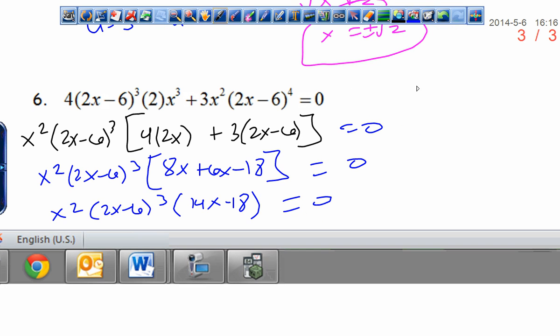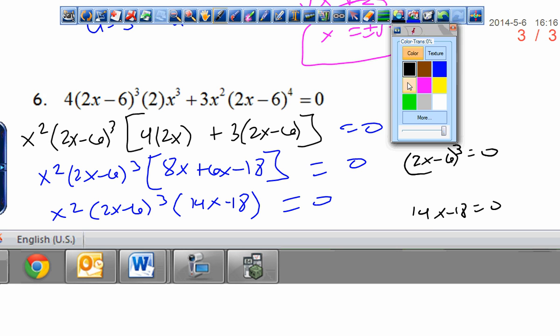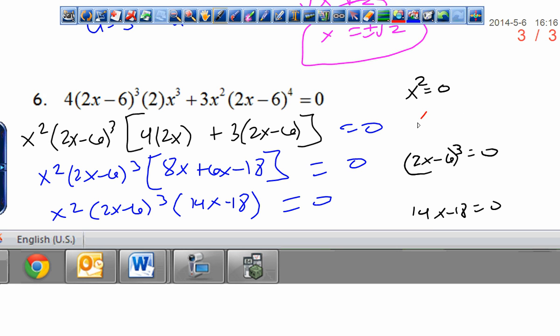3 mildly difficult problems. x squared equals 0. (2x minus 6) cubed equals 0. And 14x minus 18 equals 0. The first one is super duper easy. The only number that can be squared and make 0 is 0, so x has to be 0. The second one, take the cube root of both sides. I get 2x minus 6 equals 0. So that means x is 3.